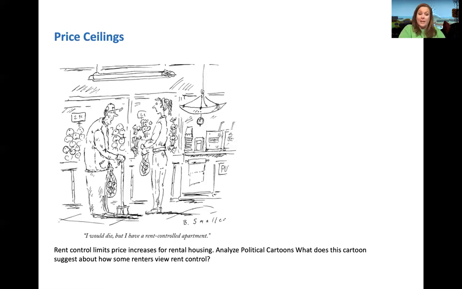the old man is saying, I would die, but I have a rent-controlled apartment. Basically, she's sitting here going, I can barely afford anything. I need a rent control apartment. Like I could have yours. And he's like, yeah, no, I'm good. I can live forever. I'm in rent control.